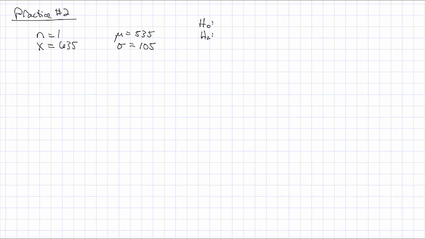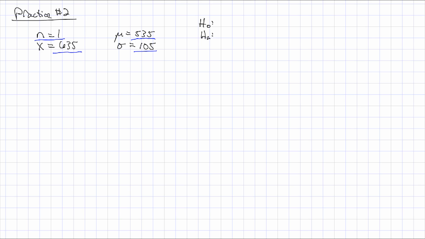Practice number 2 is slightly different. Our male western spotted skunks weigh 535 with a standard deviation of 105. So this is given in our problem. This is our population mean and our population standard deviation. But in this problem, we collected a single male, n equals 1, that weighs 635. And I ask, is this individual larger than a western spotted skunk?